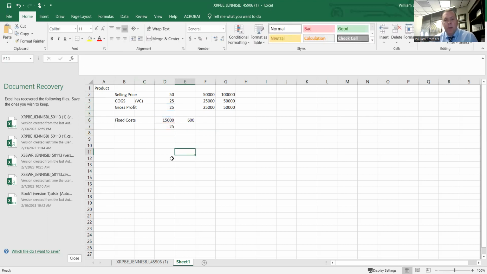And that tells me I need to sell 600 units to break even. And if I wanted to find out what it would be if I wanted to make a certain profit number, say I want to make $10,000 in profit, then I have to up it to 1,000 units.